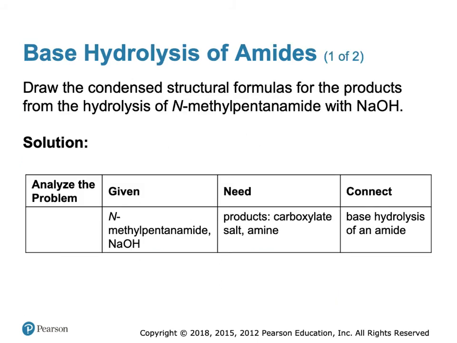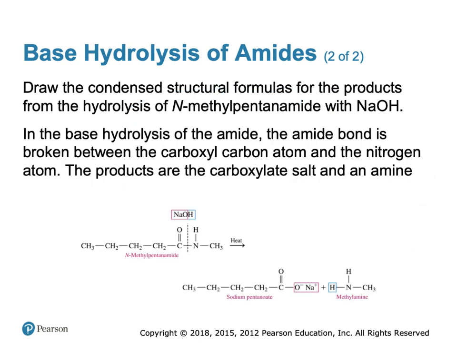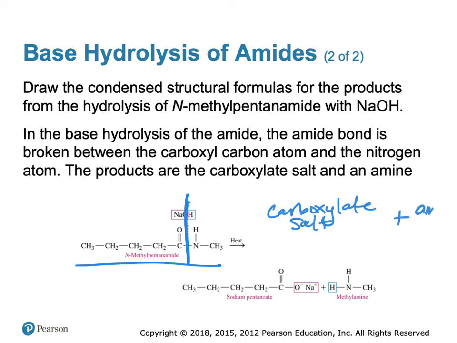All right, so here we have to draw the condensed structural formula for the products when we have N-methylpentamide with NaOH. I'll give you the structure for the amide. So here's the structure of N-methylpentamide. You're doing basic hydrolysis. When we do basic hydrolysis, the products are going to be a carboxylate salt, and we are going to get an amine. So here the carboxylate salt will be sodium pentanoate, and you'll get the amine.